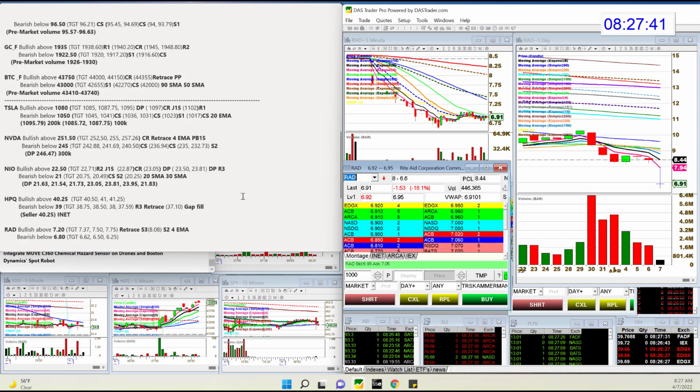But these are days where I probably would stick to the major index ETFs. I've been mostly trading the SPY. And that's definitely the easiest one to trade, while we're breaking down here.